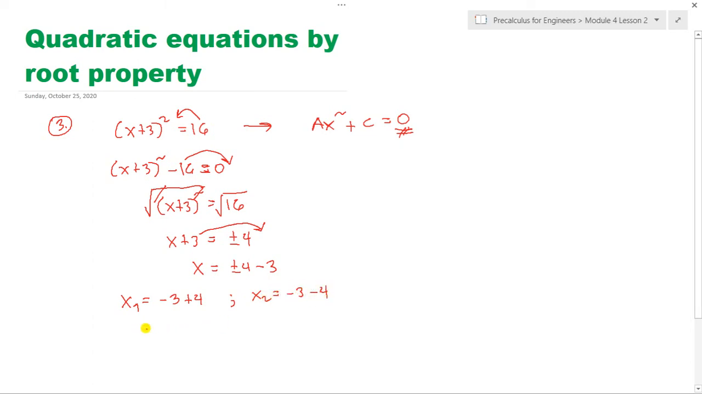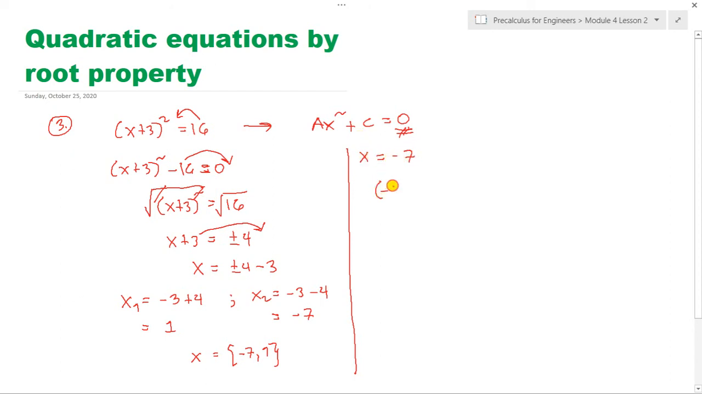And what is -3 plus 4? That is positive 1. How about -3 minus 4? That is -7. So therefore, we have two solutions: -7 and positive 1. To verify this, plug these values into our original equation. Let's say at x is equal to -7.